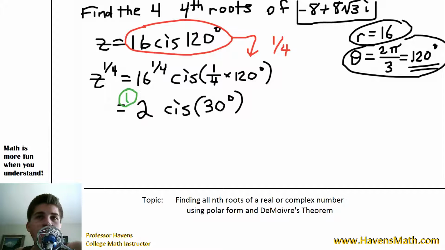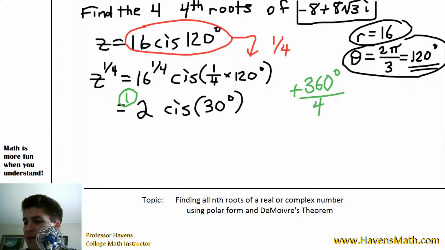And then we find the other ones. In this case, we need to find 3 more by repeatedly adding. Well, it's always 360 over n. In this case, we're adding 360 over 4. N is the index, or 4, because we're finding the fourth root. So we're going to repeatedly add 360 over 4, which is 90 degrees. So we're going to take our argument and repeatedly add 90 degrees to find the other ones.